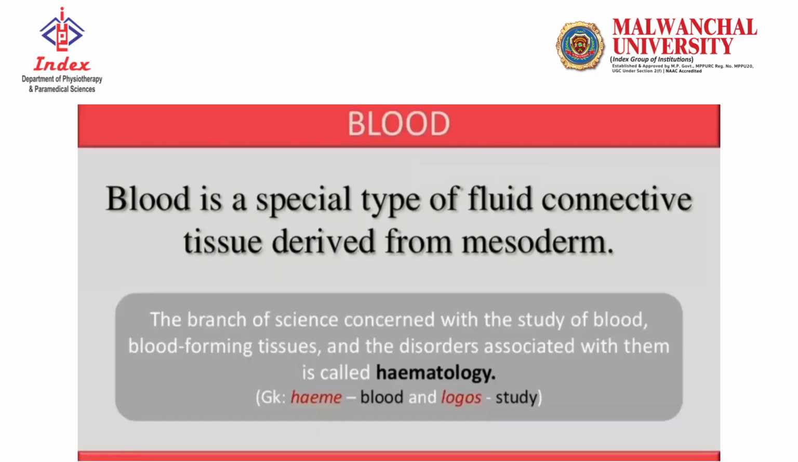Blood physiology. Blood is a special type of fluid connective tissue derived from mesoderm. The branch of science concerned with the study of blood-forming tissues and the disorders associated with them is called hematology. Hematology means hem means blood and logos means study. Combined, hematology is the study of blood and blood-forming organs.